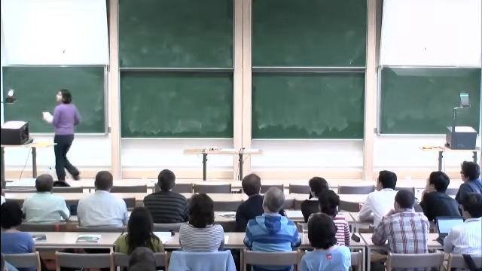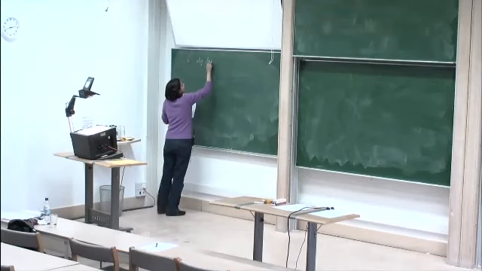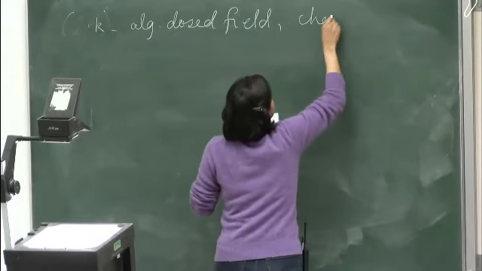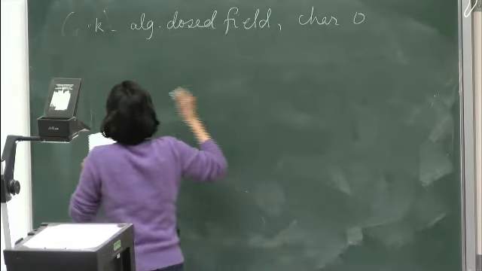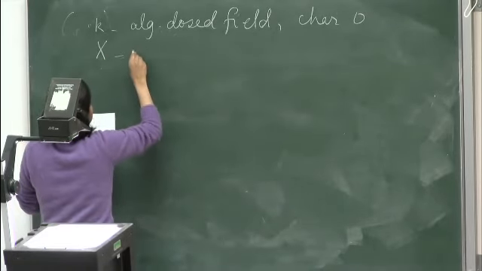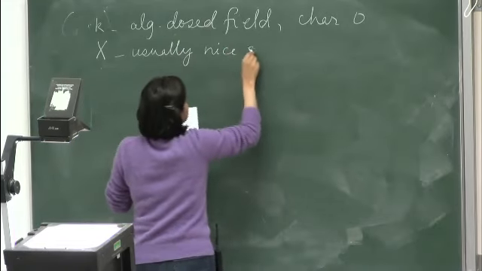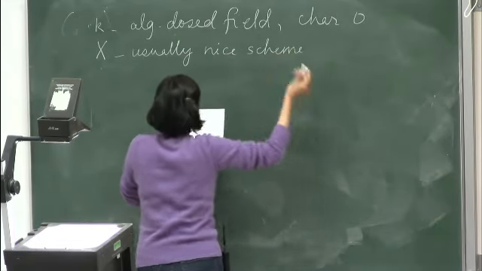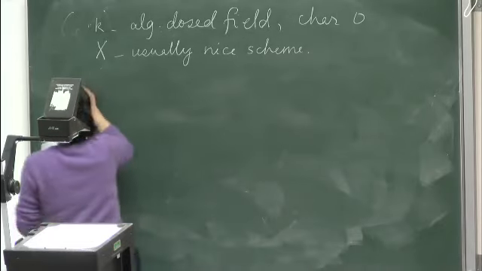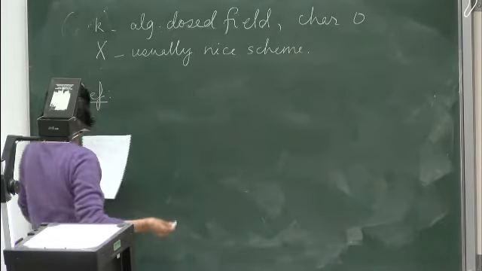So just let me set this up. K is an algebraically closed field with characteristic 0. If you like, you can use complex numbers. X is usually a nice scheme, but if you're not familiar with this language, just think of your favorite complex manifold. I'll define an Azumaya algebra in general, but then we will restrict to Azumaya algebras on K3 surfaces.